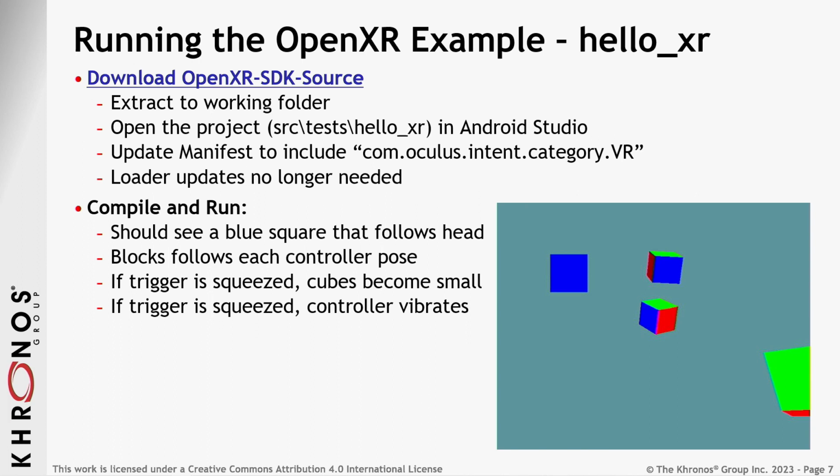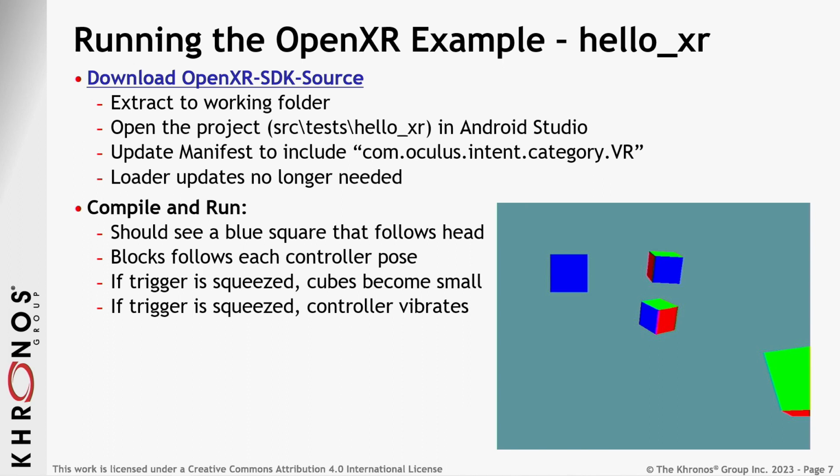And that's it. So you no longer need to update the loader that it says on the other page, on Meta's page, which is pretty nice. So you'll compile it, and then you'll run it. What you'll see is this blue square that always follows you. And then if you pick up your controllers, those will be tracked. So you're able to see them in 3D, and they show up as cubes.